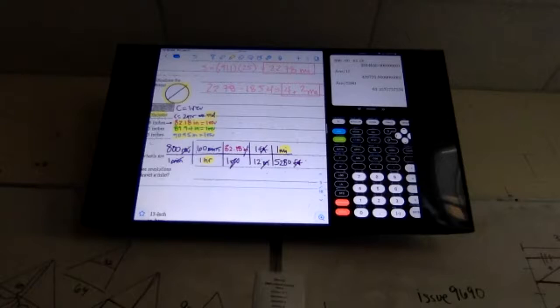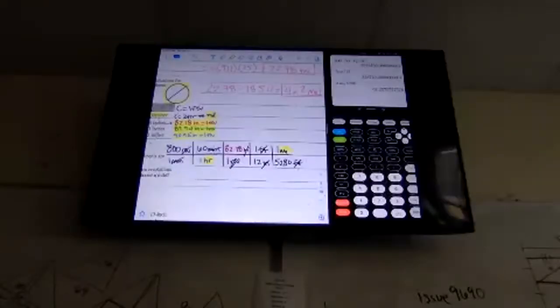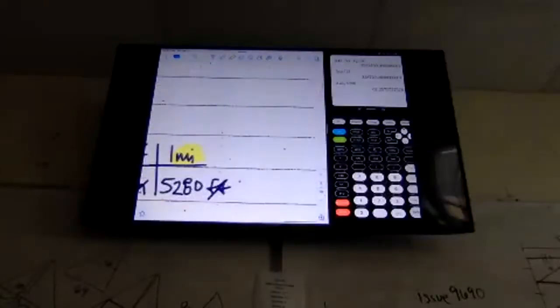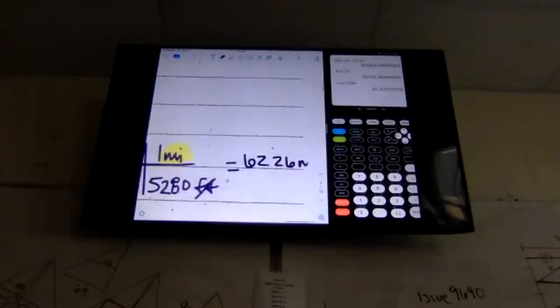All right, this is where we do our common sense check. So I asked myself, okay, my answer is 62.26 miles per hour. Does that make sense? Can your car go 62.26 miles per hour? Yeah. Some of you already have driven that fast this morning, right? Probably.